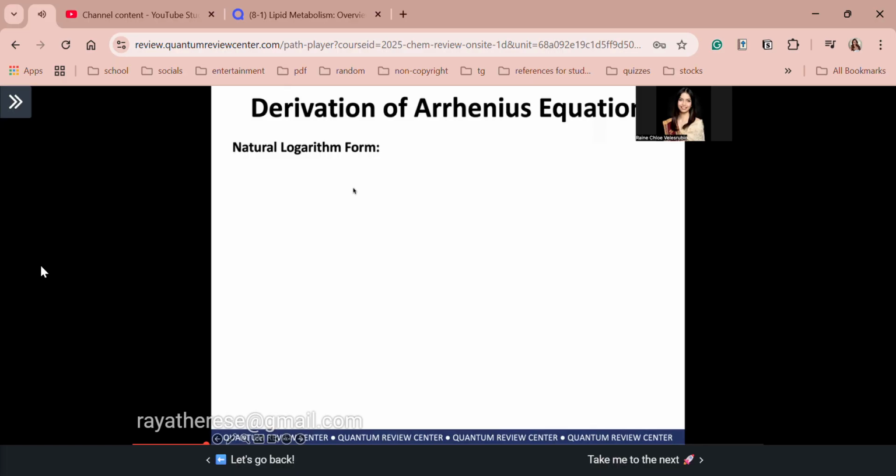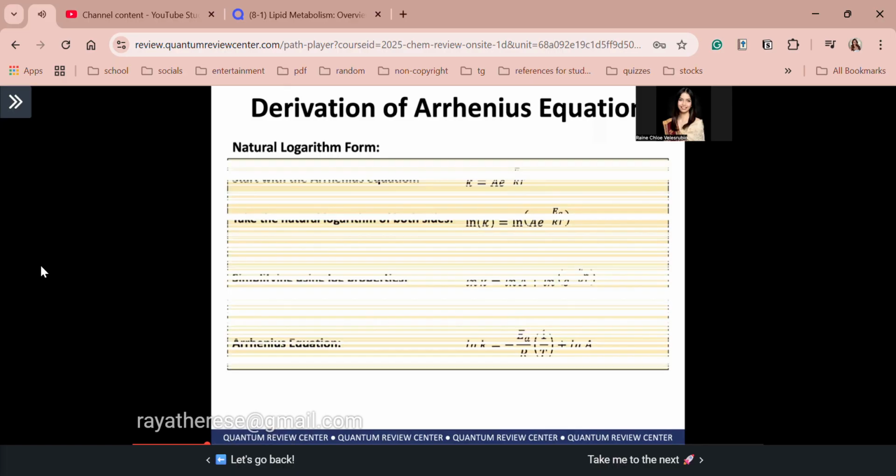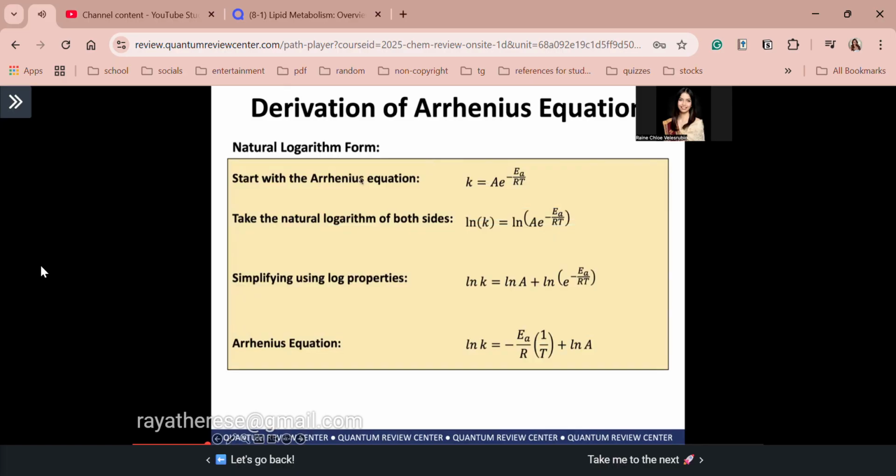Now, let's derive the Arrhenius equation in its natural logarithm form. How do we derive it? First, let's start with the basic equation: k is equal to A e to the power of negative Ea over RT. Next, we take the natural logarithm of both sides. So just take the ln of both sides, guys, and we will get these equations.